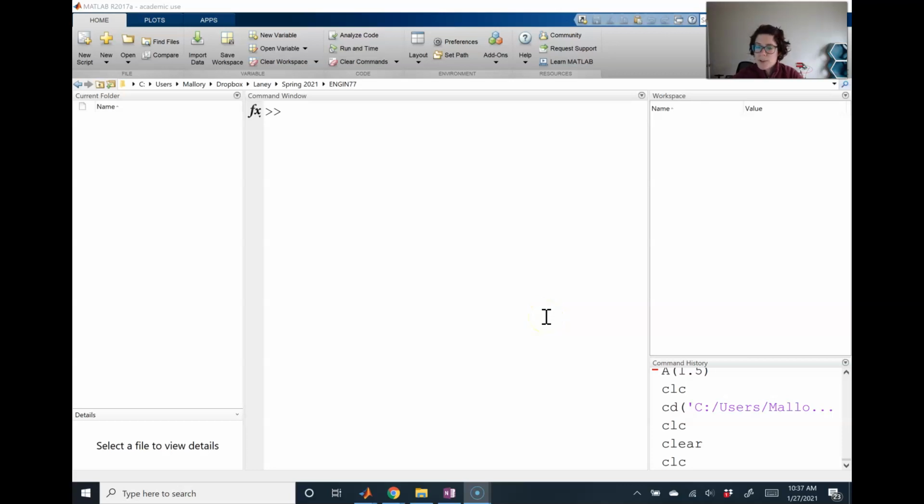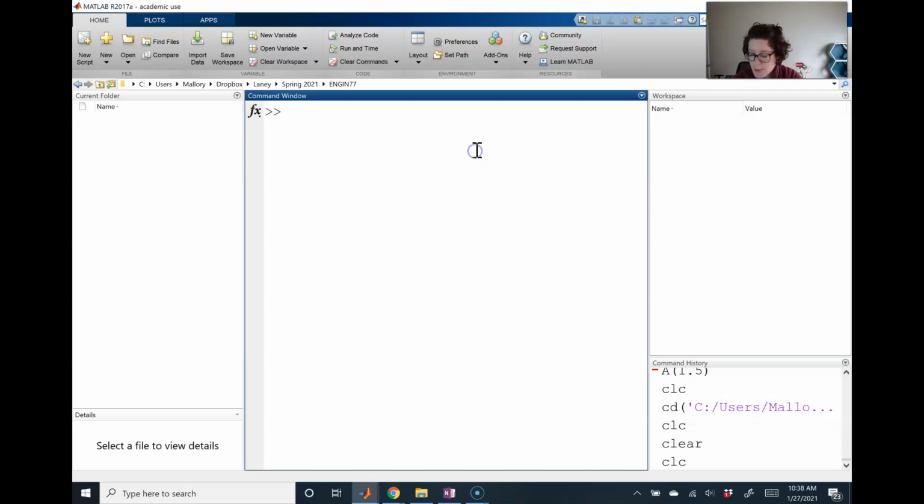In this video, we're going to go through how to put in some of our matrix operations into MATLAB. So we're going to start with matrix addition. So let's start by putting in two different matrices. I'm going to start with A equals, and I'm going to use example 2 under our matrix addition page.